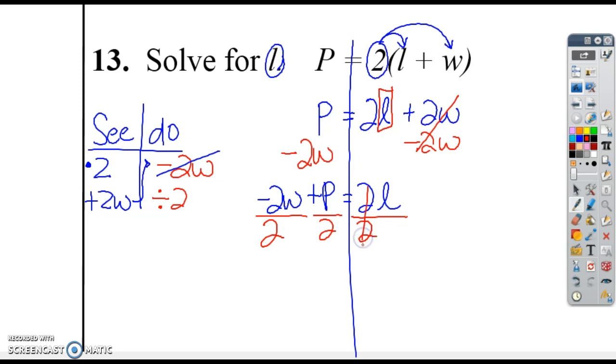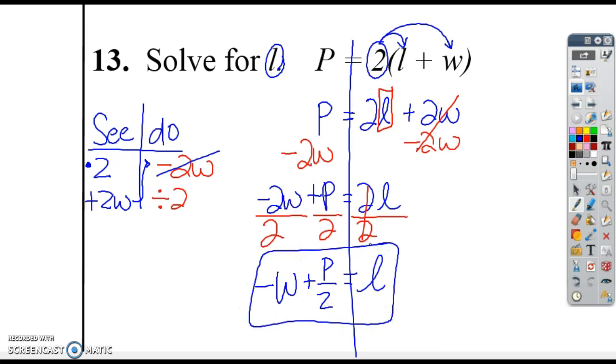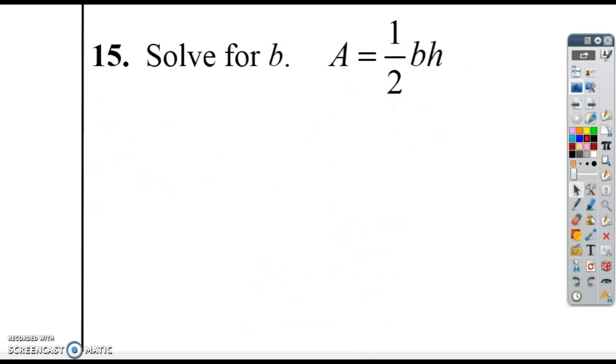And remember, you divide out to everything on the other side. Okay, so this side it cancels. So my L is equal to, on this side, negative 2 divided by 2 is a negative 1, negative 1W, and then P divided by 2, that can't be divided, so it just stays as is, P over 2. Okay, and that's what your L is equal to for number 13.